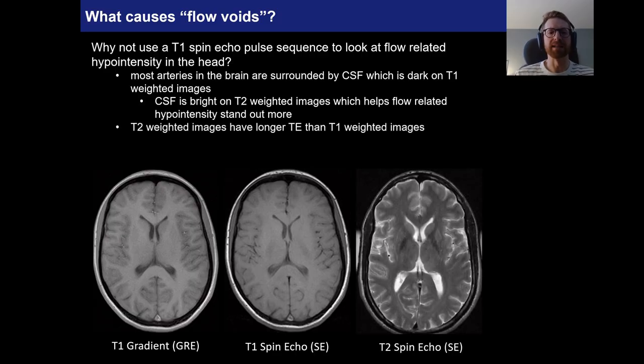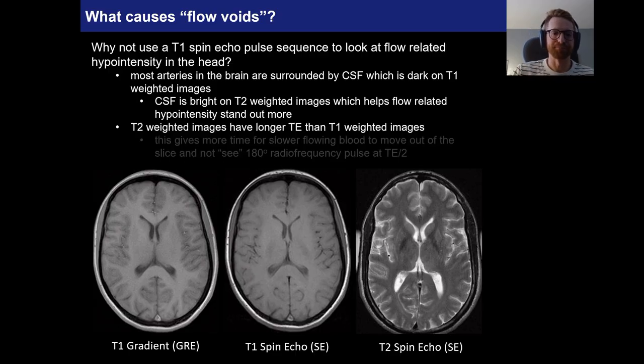Another reason, though, is that T2 weighted images have a longer TE than T1 weighted images. Remember, in order to take advantage of those differences in the T2 properties of tissues, we need to wait a relatively long period of time relative to where signal is maximized in order to sample the signal. So the longer the TE is, the longer TE over 2 is, and therefore there's a greater chance that the flowing blood is going to not see the spin echo. Basically, the longer out we can put TE over 2, the more likely we are to have a flow void, essentially.